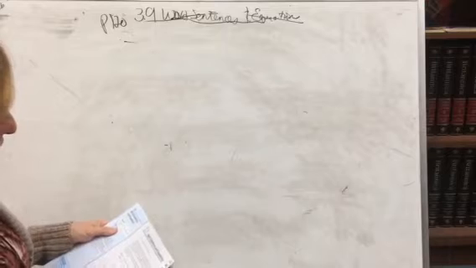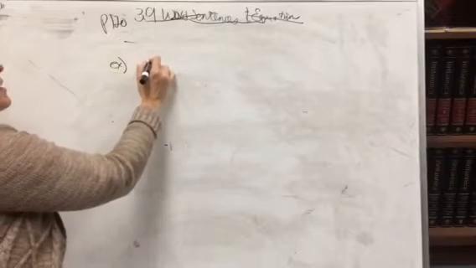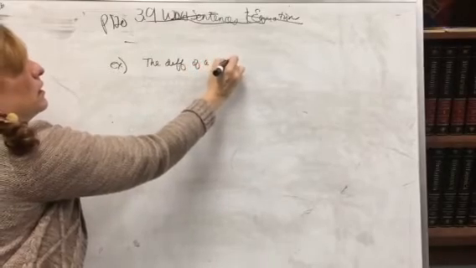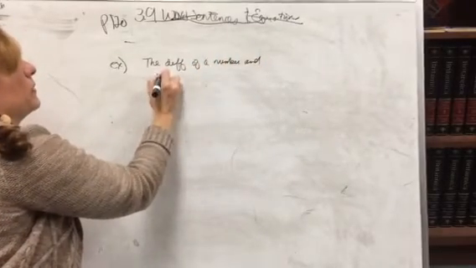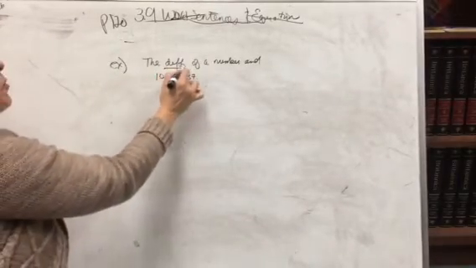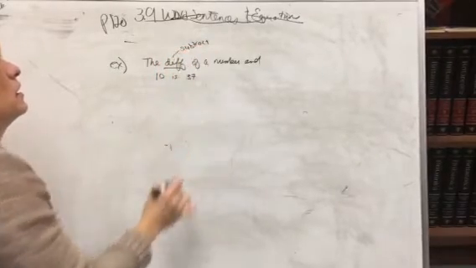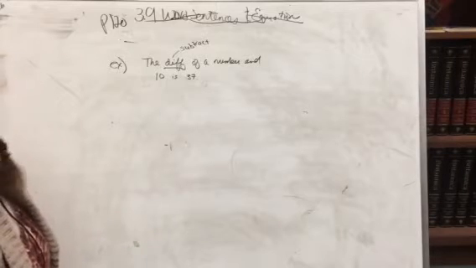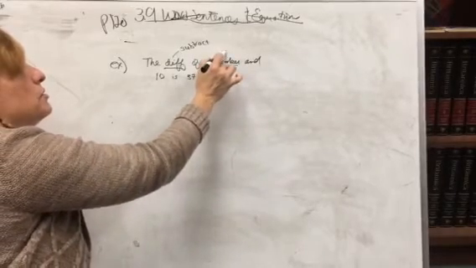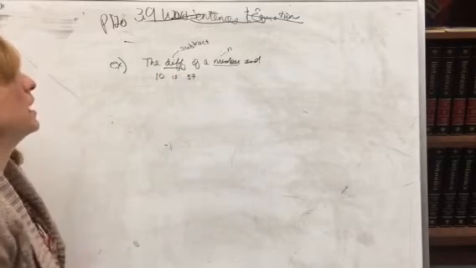The first one is: the difference of a number and 10 is 37. So example A, the difference of a number and 10 is 37. Let's look at what each of these words means. Difference. What does difference mean? Hopefully you say subtract. When we're talking about a number in equations, what are we going to use for the number? You can use any letter you like. Let's use N.